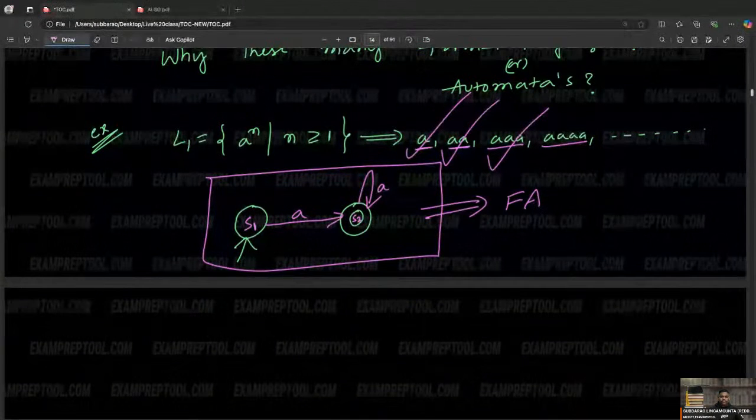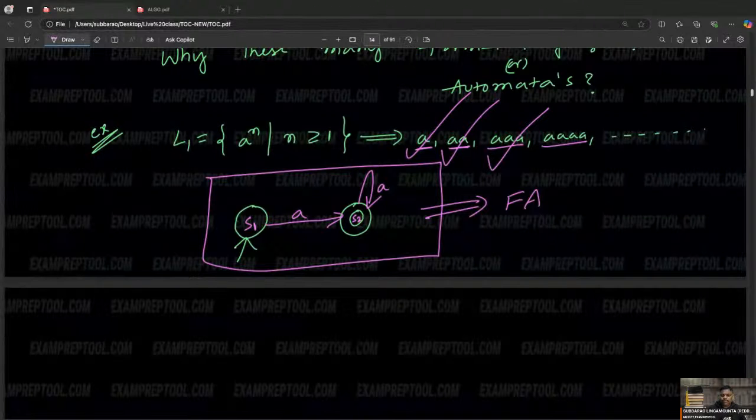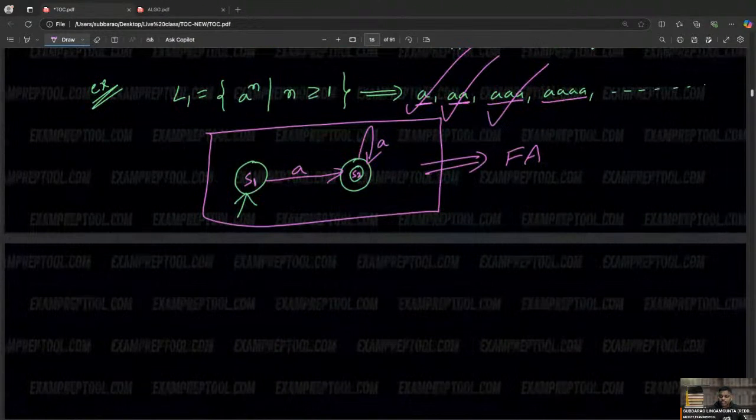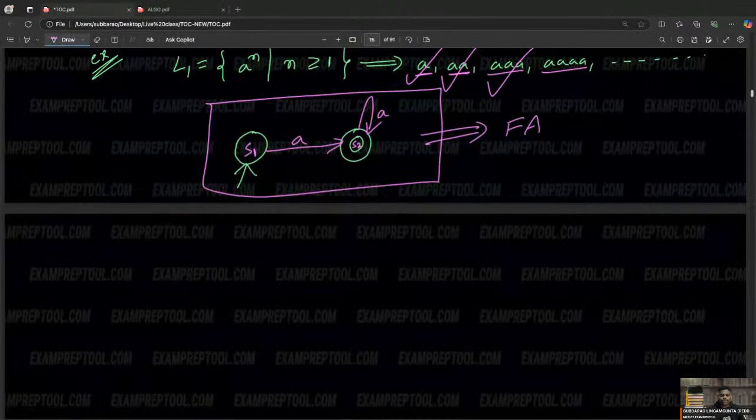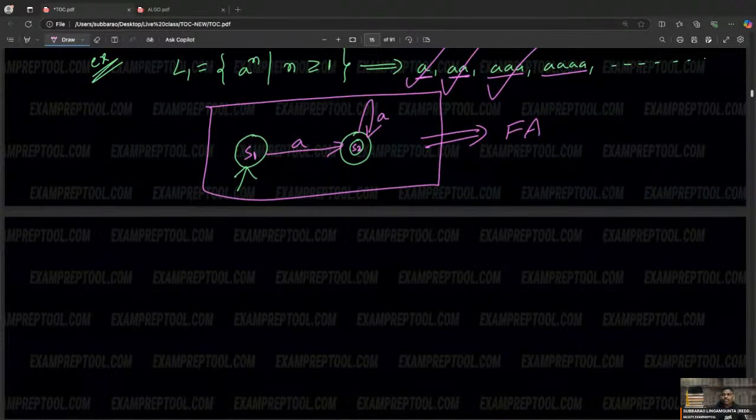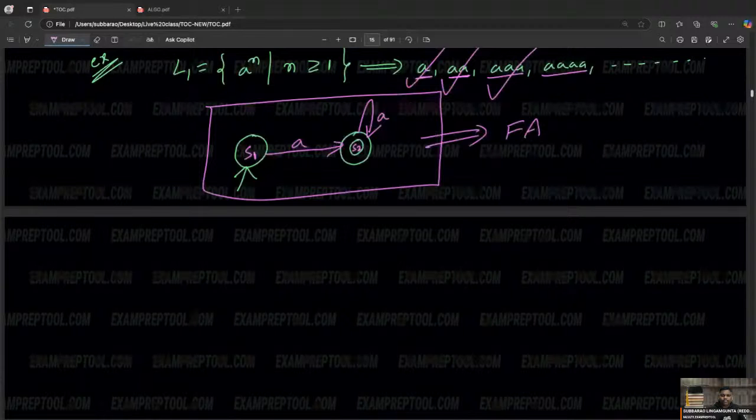Check everyone. If you don't have any doubts, let's move to the next. For the formal language L1, I created the finite automata. Finite automata is nothing but a collection of states. Simply a collection of states. Now see the next one.